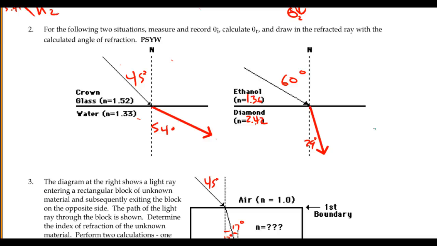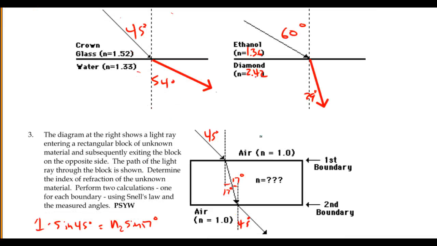Okay, so for the first one you should have gotten 54 degrees. It's going from a slower substance, glass, to a faster substance, water, so it had to turn away from the normal. It had to be greater than 45 degrees. It turned out to be 54. And the second one is going from a faster to a slower substance, the n is smaller to a larger. Diamond's actually got a very high index of refraction, so it's bending all the way to 29 degrees.